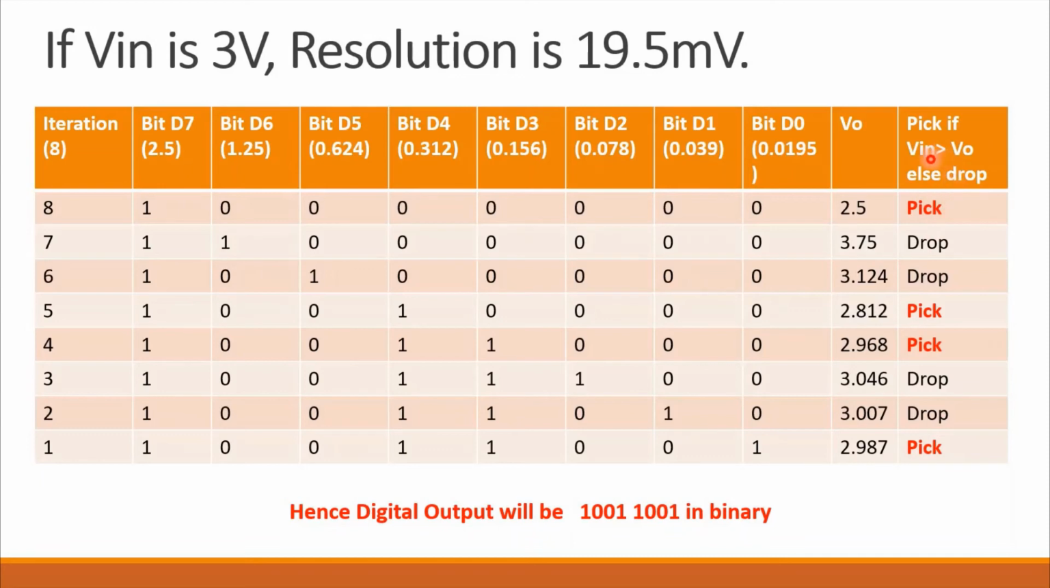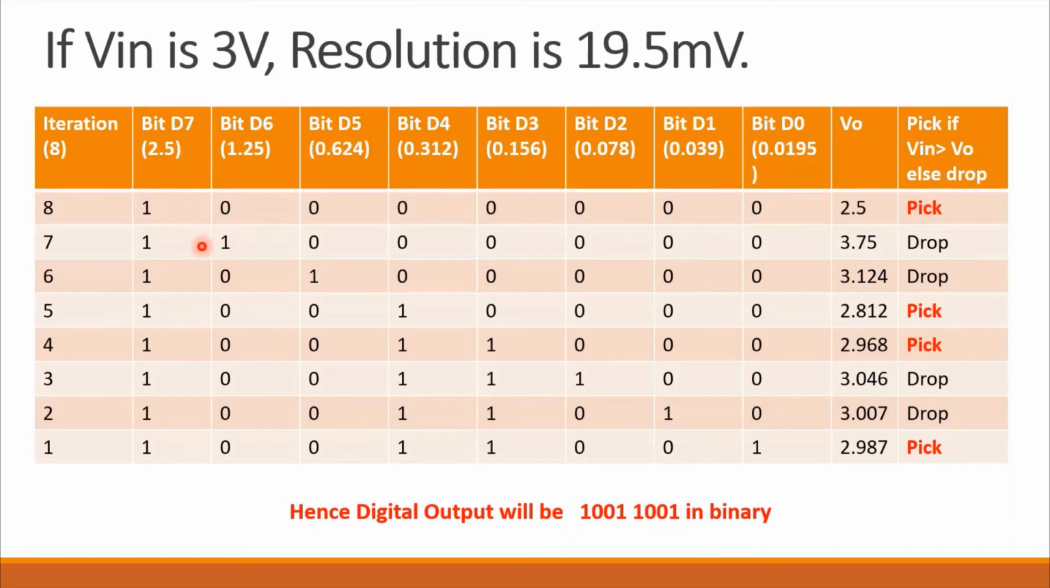So what it will do, if V in is greater than this VO, then it will pick this bit, otherwise it will drop. So now this 2.5 is less than this 3 volt, that means 3 volt is greater, V in is greater than VO, so it will pick that bit. Okay, pick means what? In the next iteration, this bit will remain as it is. So it is 1, carry forwarded. Then next iteration, it will make the next bit high.